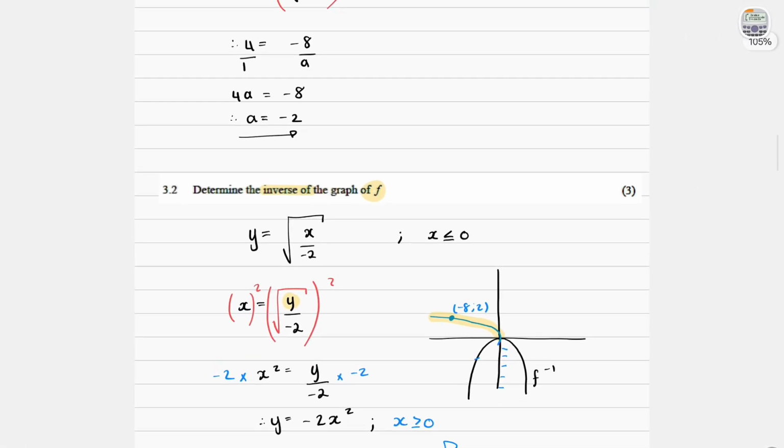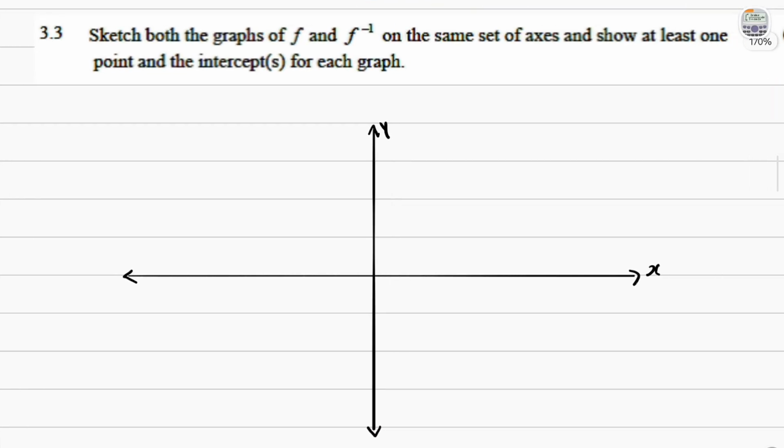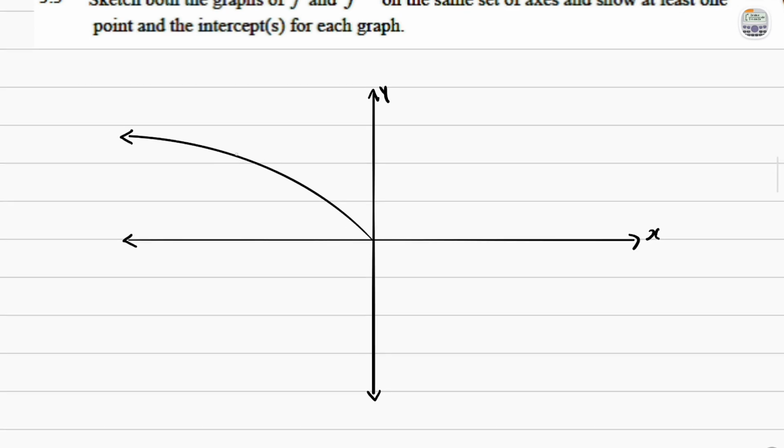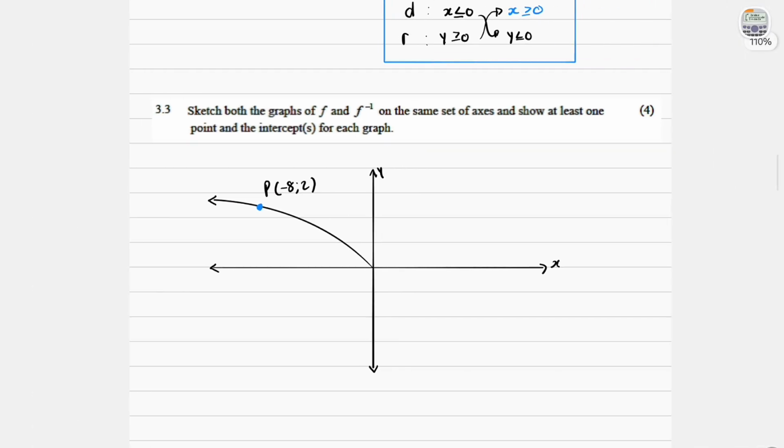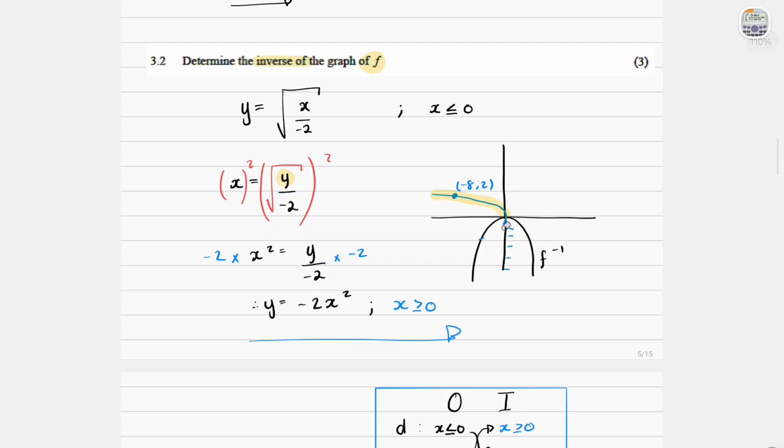Okay, so (-8, 2). So the original graph looks like this. Okay, concave down parabola like that, but only half of it, of course. And we have that point, so we can just put that point over there. That was P, and we know that that was (-8, 2). So now we know that the inverse would look like this.